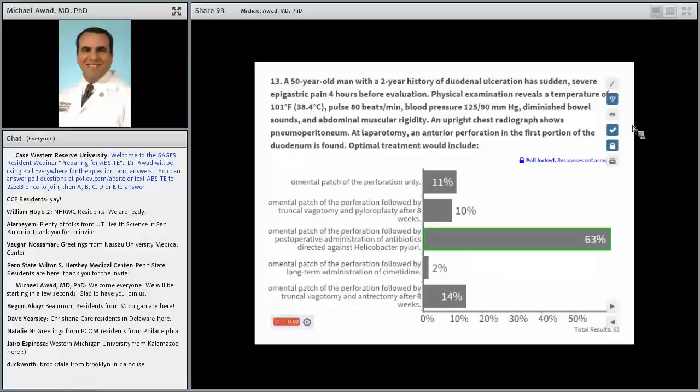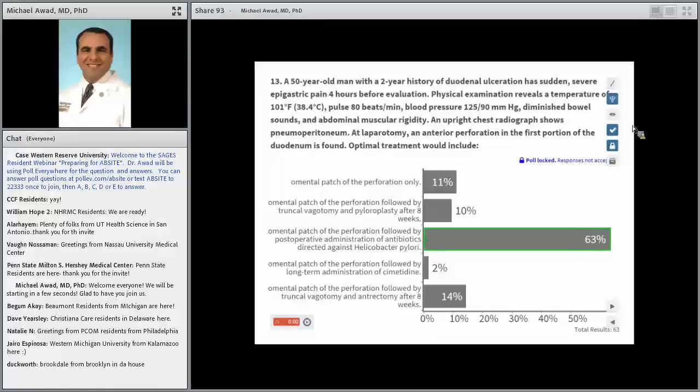Okay, good. Yes, the correct answer is indeed C. Just doing the omental patch by itself is not sufficient. As many as 80% of people will have recurrent ulcers, and so a definitive ulcer operation should generally be performed at the initial time of the surgery, as long as the patient's not in shock, the perforation has been less than 48 hours, and there's no other life-threatening medical comorbidities.